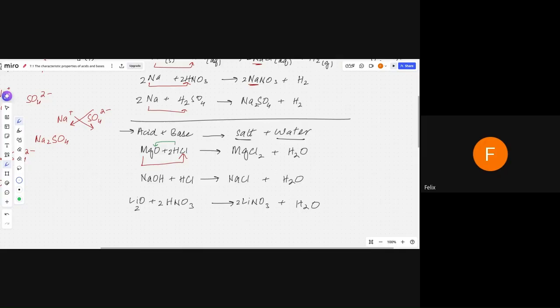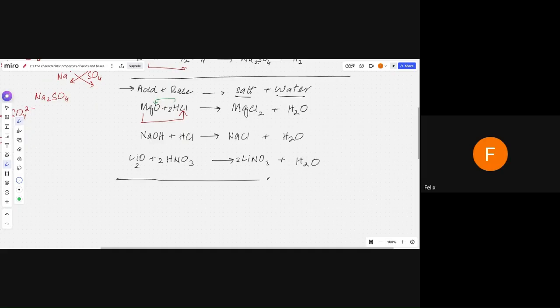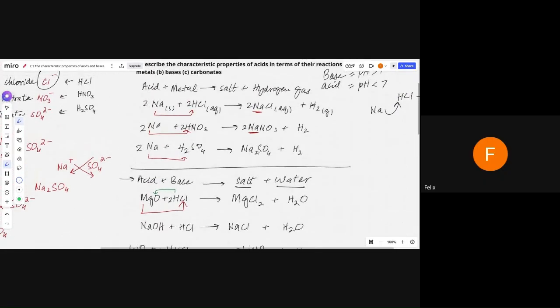Now we move on to the next one, which is acids and carbonates. Acids plus carbonates. So when an acid reacts with a metal carbonate, salt, water, and carbon dioxide is produced, right? Remember this, that this reaction is a bit different than the first two. So in the first one, when acid was reacting with a metal, salt and hydrogen gas was being produced. So let me highlight this. This is very important. If you just remember this, you can write down the word and symbol equations.